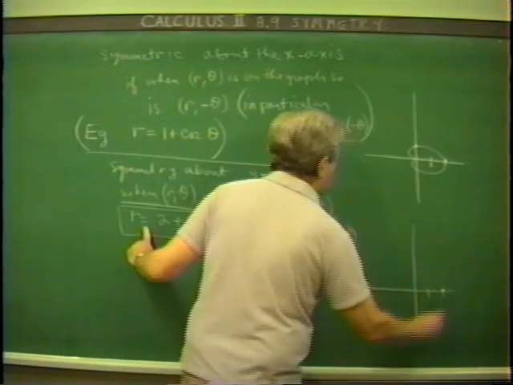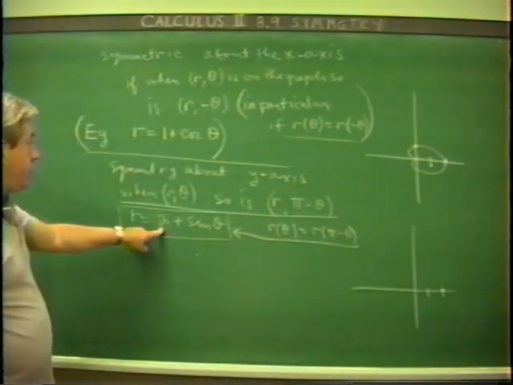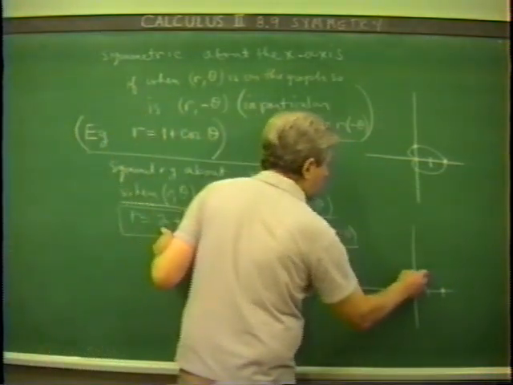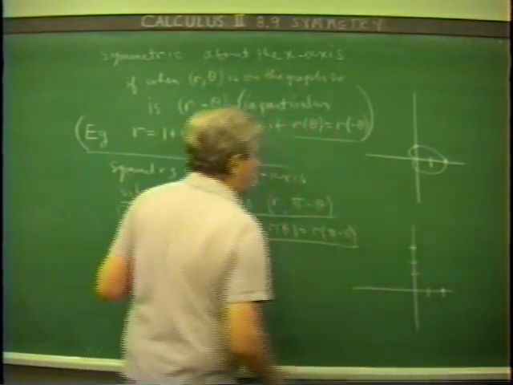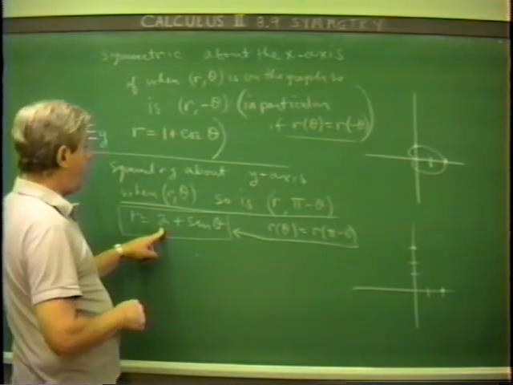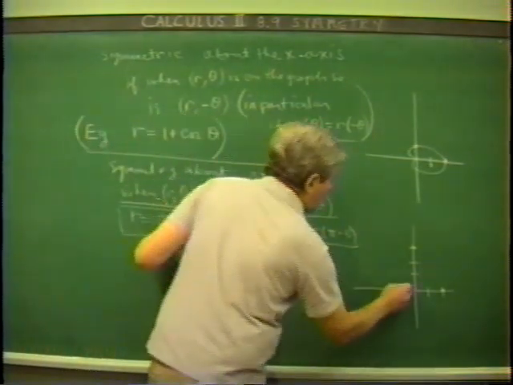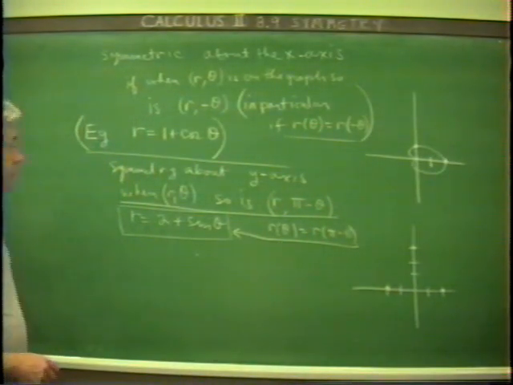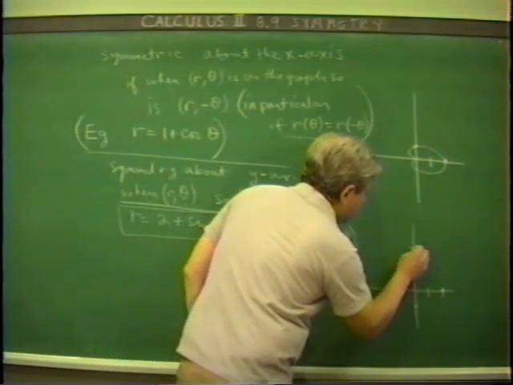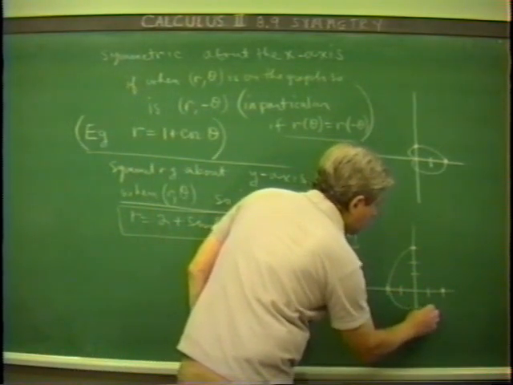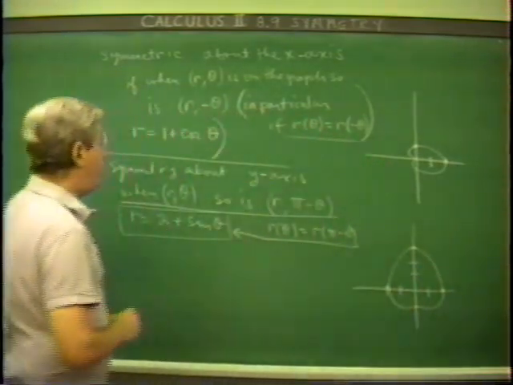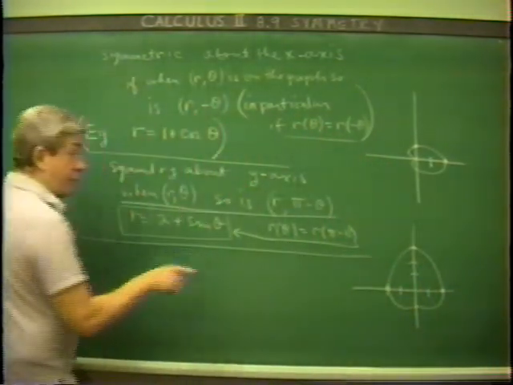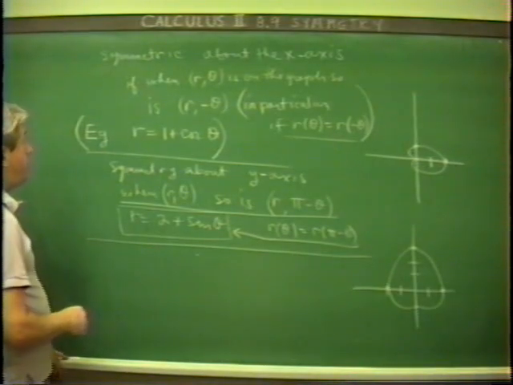What does this graph look like? Well, when theta is equal to 0, r is 2. Right? When theta is equal to pi over 2, sine theta is 1, so this is 3. When theta is equal to pi, sine theta is 0 again, so this is 2. When theta is equal to 3 pi over 2, sine theta is minus 1, so this is 1. Right? This looks like one of these things, like so. And it's going to be symmetric about the y-axis.